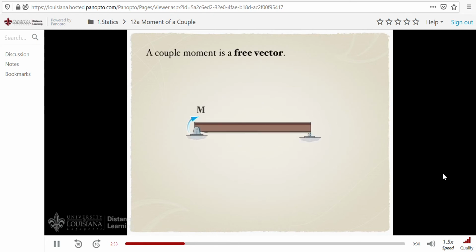Now there is one important thing about a couple moment, and that is that it's a free vector. That means that it can act anywhere on a body and still produce the same effect. If you apply the couple moment at this end of the beam and calculate the reactions, and then you move the couple moment to some other point, you'd still obtain the same reactions on the beam, whether that point be in the middle of the beam or even at the other end. Anywhere you place the couple moment, you'll always get the same reactions. Couple moments are free vectors and can act anywhere and create the same external effect on a body.